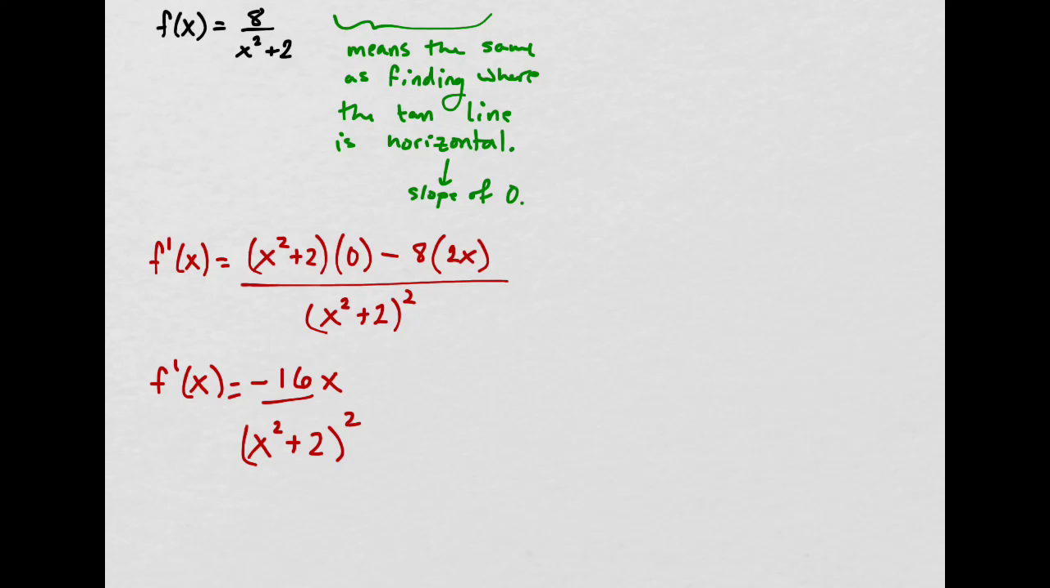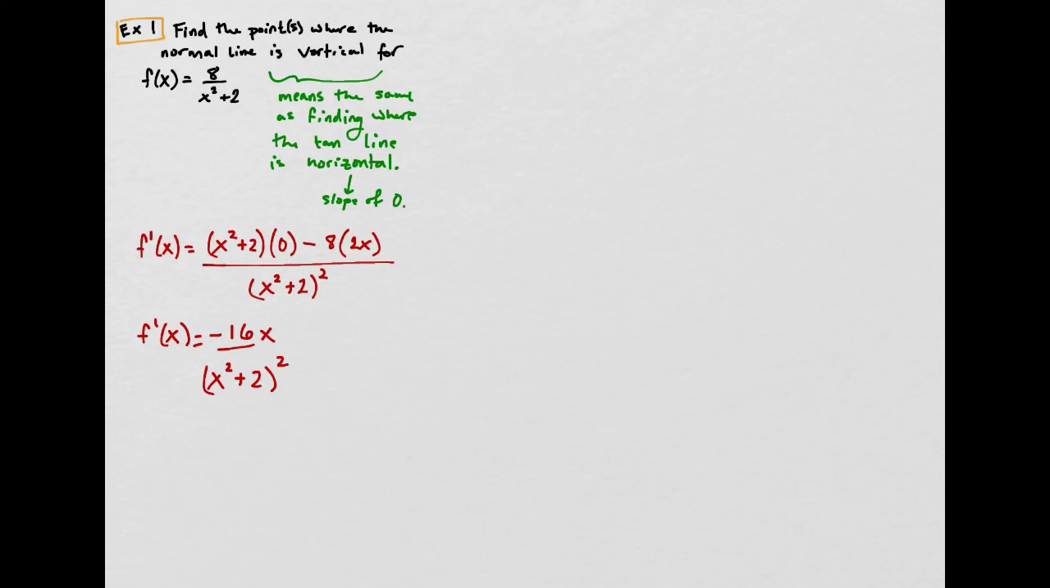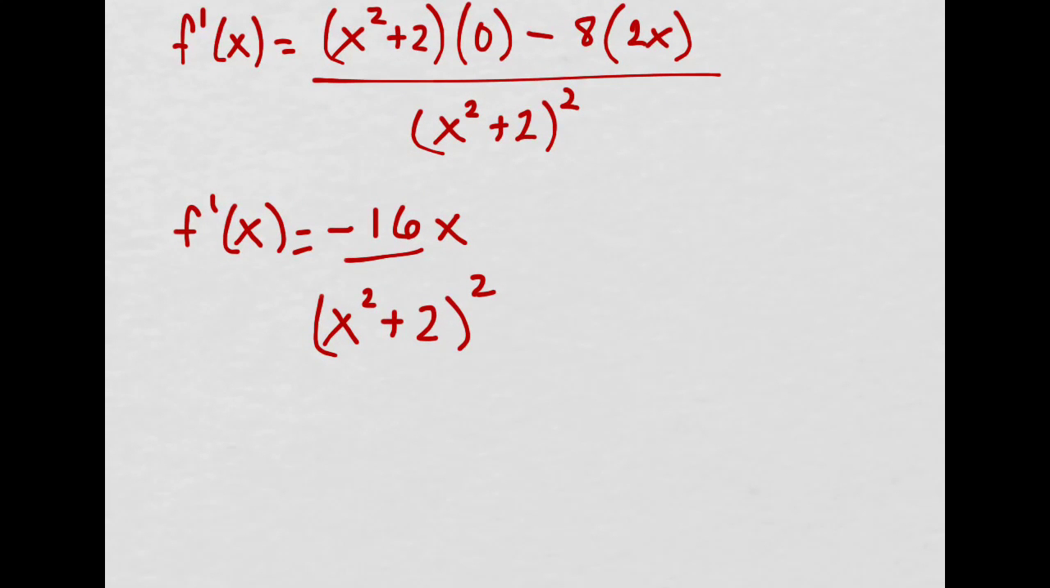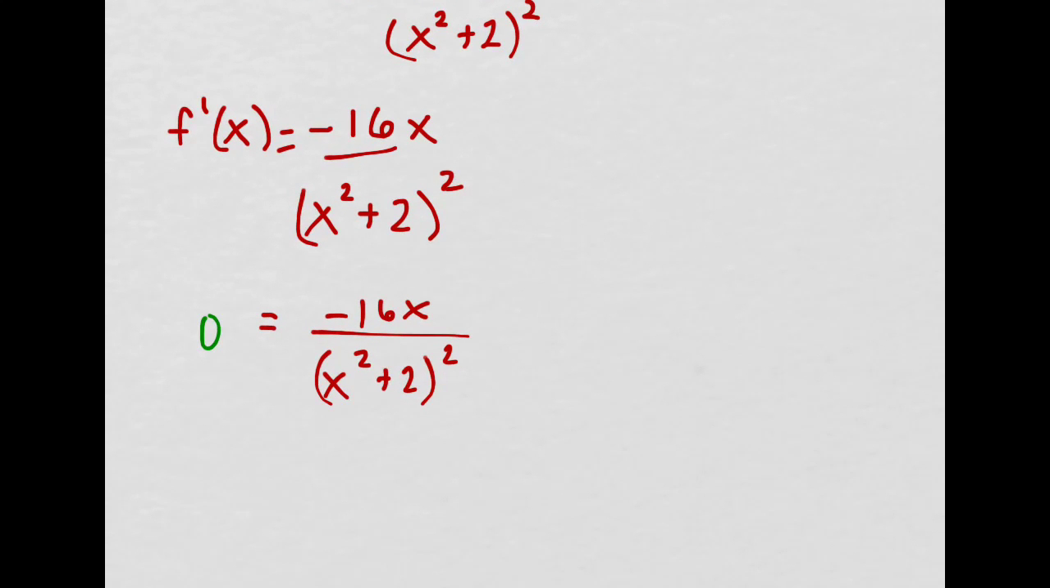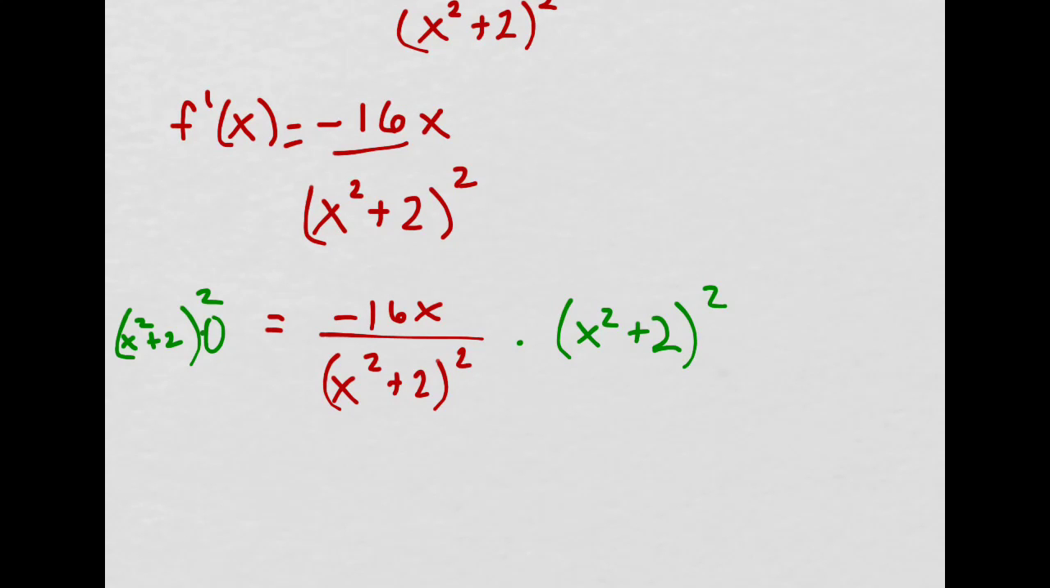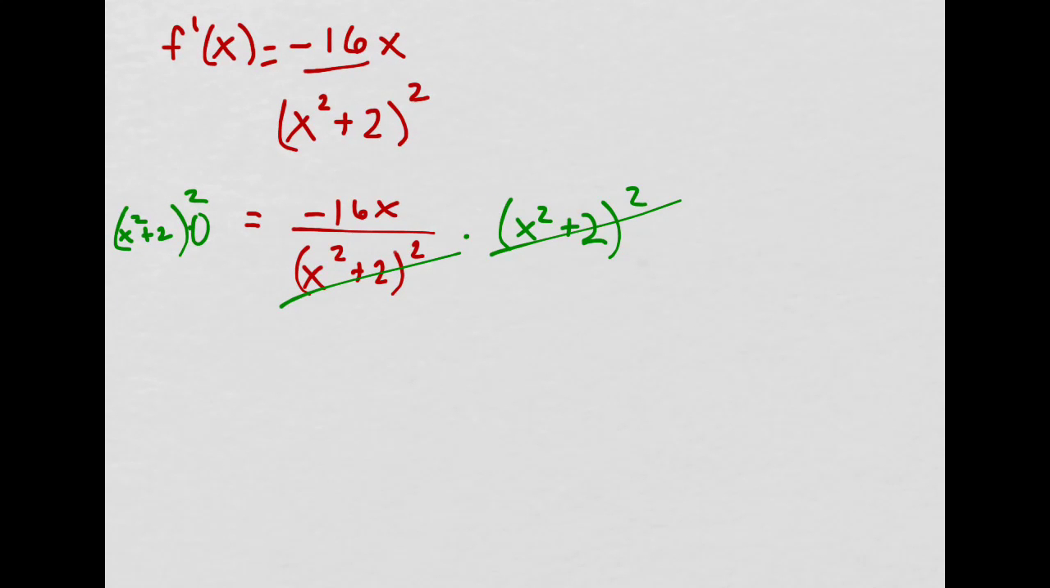So now we have this, and we're asking when is the tangent horizontal, or when is the normal vertical. It's the same thing. So that means I will make this a 0, and I have this over this right here. I multiply both sides by x squared plus 2, quantity squared. The right side pretty much goes away, since 0 times that is still 0. So we have this.